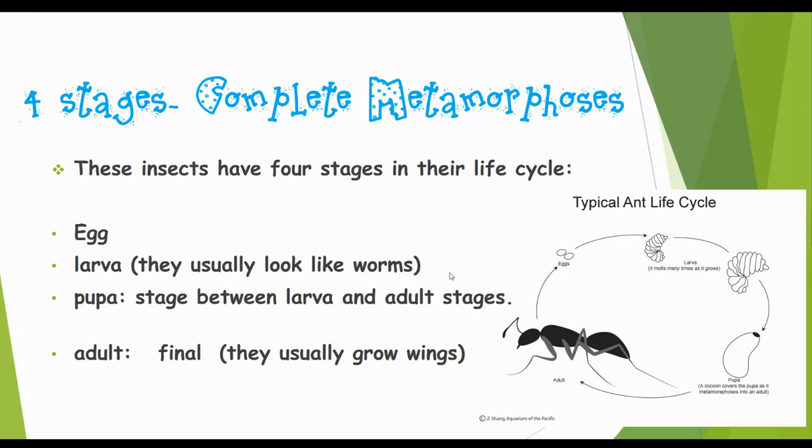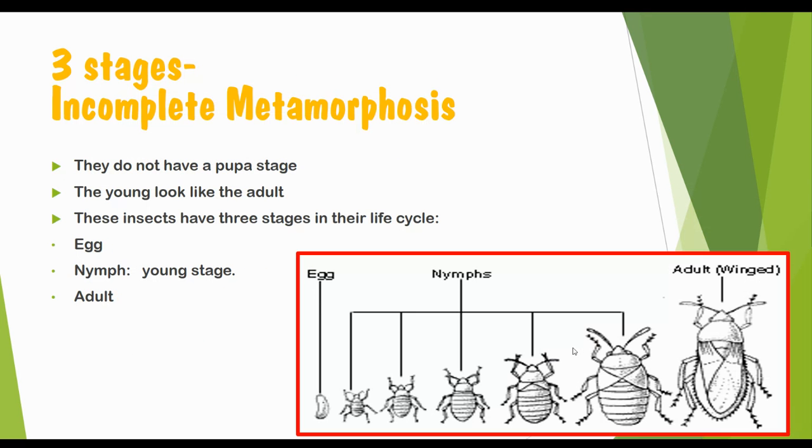So complete metamorphosis will have the egg stage, a larva stage where they usually look like worms, a pupa stage, and the adult, where usually they will have wings. The other group is the 3 stages, which is the incomplete metamorphosis.